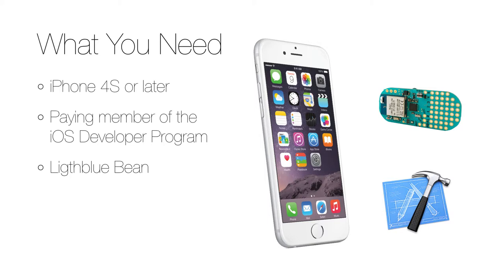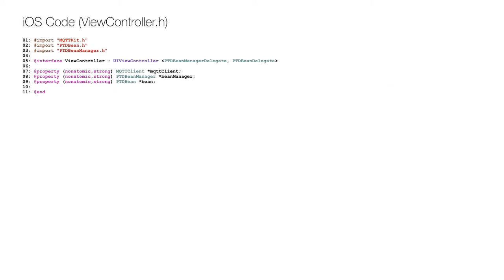Now it's time to open Xcode and create a new project as a single-view iOS application, and start by adding the framework Core Bluetooth. You also need to add the LightBlue Bean SDK and the MQTTKit libraries to the project. Then you should update the ViewController.h file to look like shown here. And first we import the headers for the libraries on line 1 to 3. Then we add a delegate for the bean on line 5 and define properties for the MQTT client, bean manager and bean on line 7 to 9.